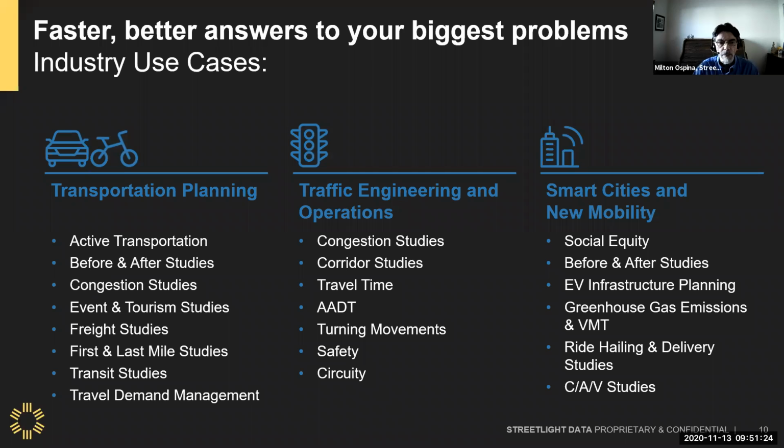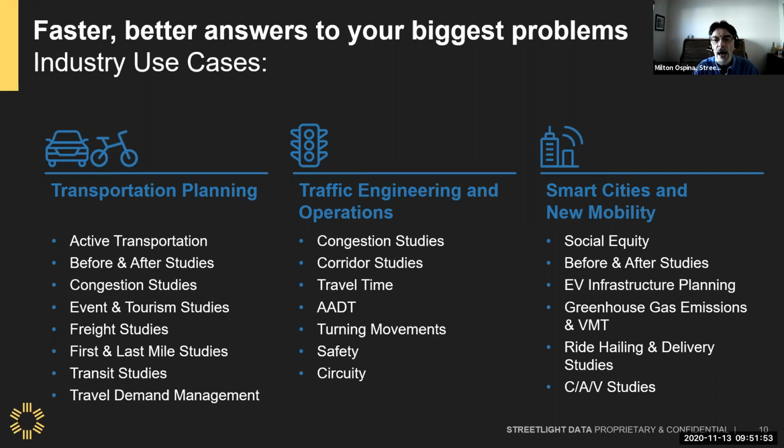So before and after studies, which are also known as performance measurements, and what that means is that you got some funding from the state, or you got some funding from the federal government to improve a road where there had been too many accidents, or maybe the traffic was too slow. So once the project is completed and new data becomes available, you can go back in time and look at what it is today and what it was the same period last year and 2 years and 3 years ago.